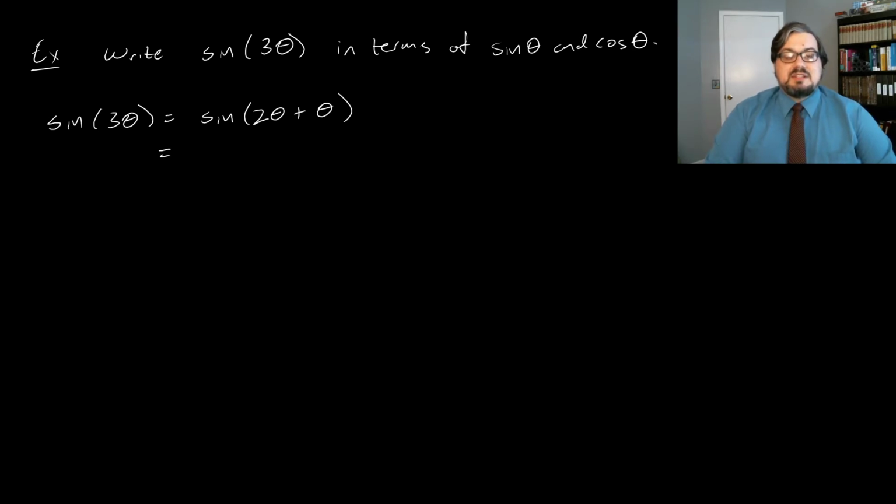And we can use the sum formula for sine. Sine of 2 theta plus theta will be sine of 2 theta times cosine of theta plus sine of theta times cosine of 2 theta.